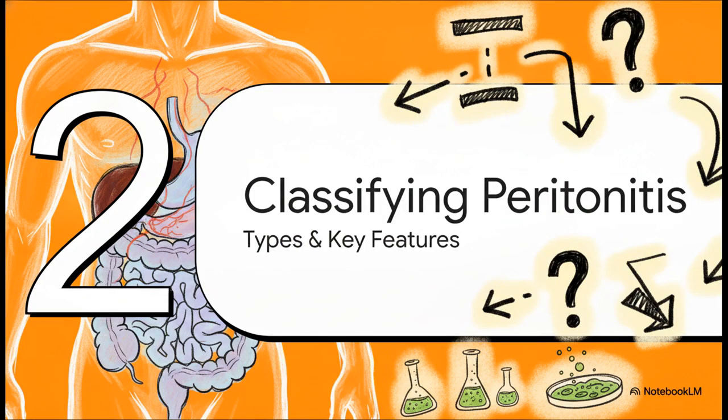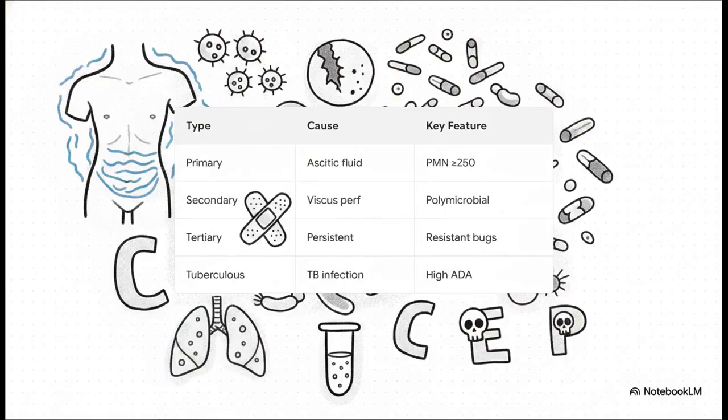Moving on to classifying peritonitis. Distinguishing between these types is a massive, frequent exam trap. There are 4 major categories you need to be able to identify rapid fire. First is primary, or spontaneous bacterial peritonitis. We'll get into that in a second.